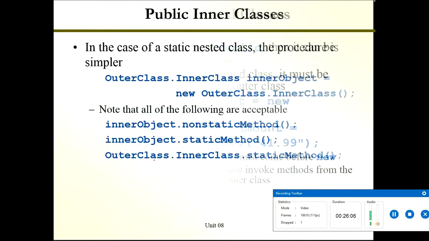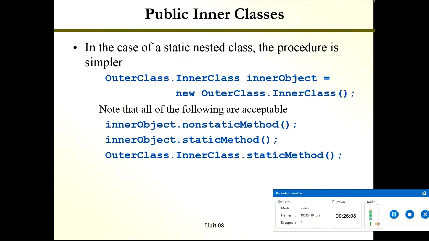Alright, so going ahead. Now in case of a static nested class, if I have the nested class which is static, how to make the object of the class? It is simpler. Outer class name dot inner class name, name of the inner class object equals new outer class name dot inner class name. Now in this case, the following are acceptable. You can call the non-static method of the inner class, the static method, and the static method of the outer class also.